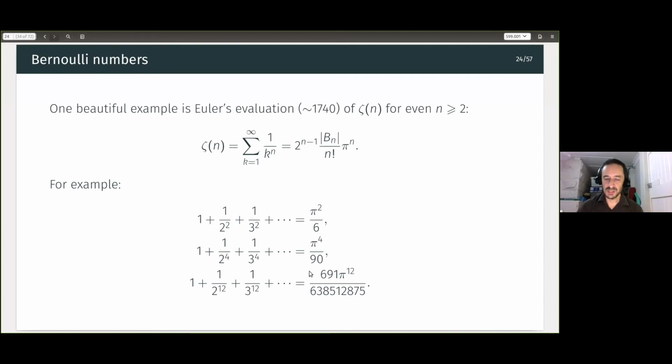So one very nice application is a famous formula of Euler. He famously worked out the sum of the reciprocals of the squares. He showed that this is equal to pi squared over 6. And then he generalized this and gave a formula for the sum of any even power of the reciprocals involving the zeta function. So here's the formula. For example, you get this formula for the sum of the 12th powers, and you get this 691 showing up. That's coming from the 12th Bernoulli number.